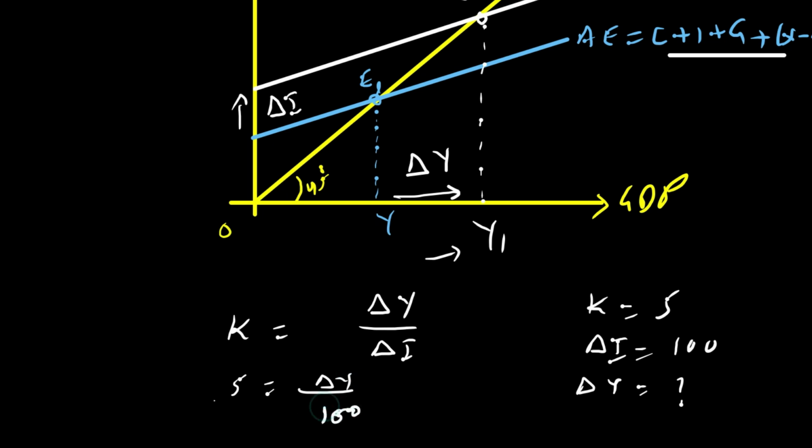So what you have to do is just cross multiply these values. So change in income will be equal to 100 into 5 is equal to 500. So 5 times increase in national income.